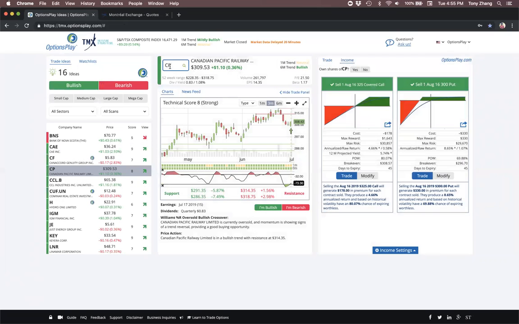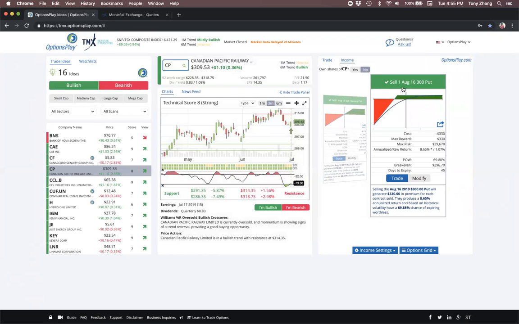So let's look at Canadian Pacific Railway trading at 309. If I was to sell a covered call, this is telling me to sell the August 16th 300 calls, $330 in income, which is roughly a 1% discount on the underlying stock if it does get filled. If it doesn't, I keep the $330.